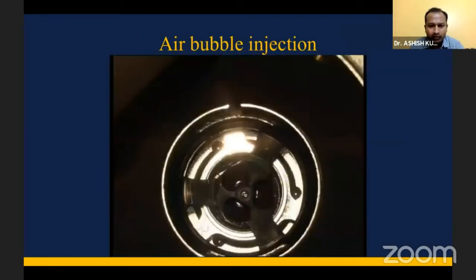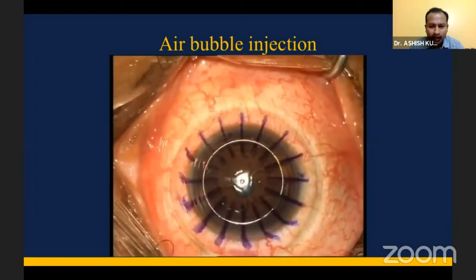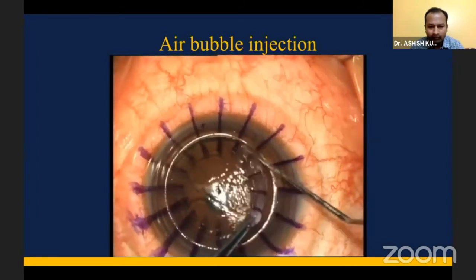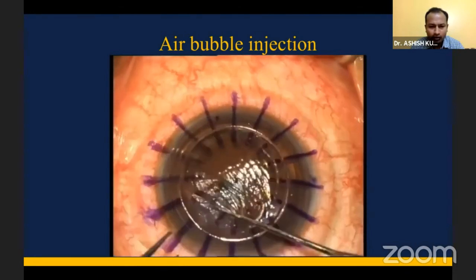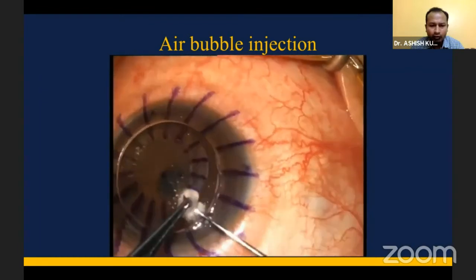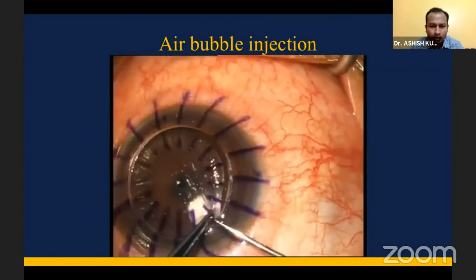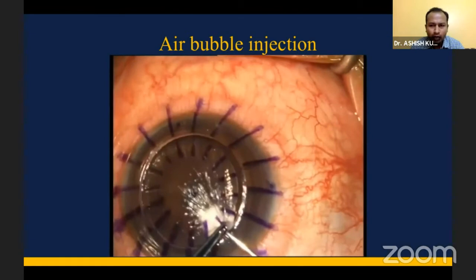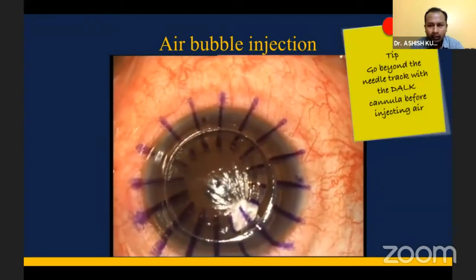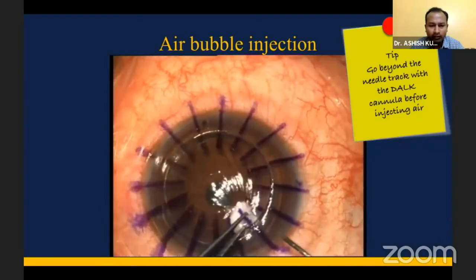Then it's time to inject the bubble. Once you have done the trephine and you have seen that there is a good depth of stromal tissue, you can create the track either with the marginal dissector or use a 27 gauge needle. The important thing here is that with the cannula, you have to go beyond the track which you have created.